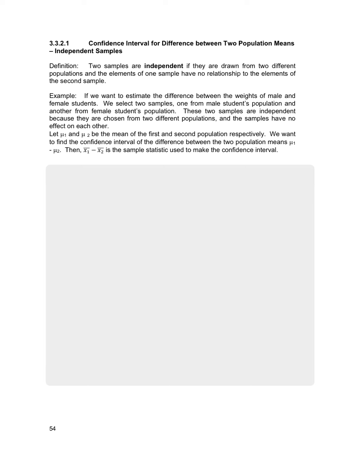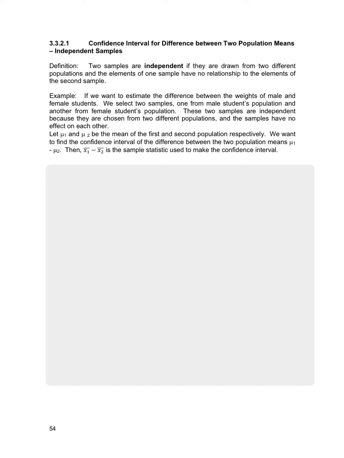So now we will look first into confidence interval for the difference between 2 population means, specifically for independent samples. From the definition, the samples are independent if they are drawn from 2 different populations and the elements of one sample have no relationships to the elements of the second sample.